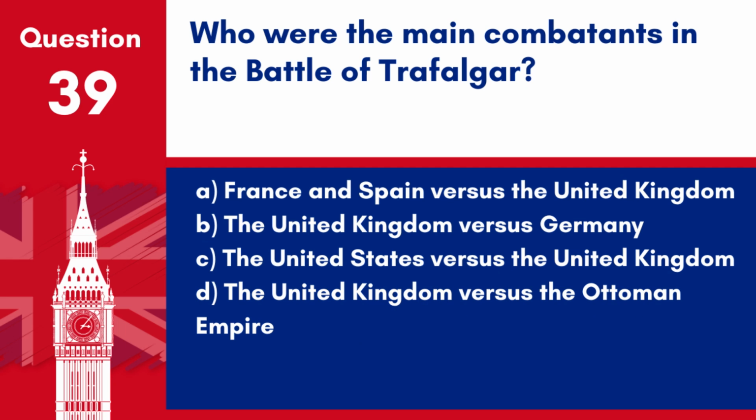Question 39. Who were the main combatants in the Battle of Trafalgar? A. France and Spain versus the United Kingdom. B. The United Kingdom versus Germany. C. The United States versus the United Kingdom. D. The United Kingdom versus the Ottoman Empire. Answer A. France and Spain versus the United Kingdom. The Battle of Trafalgar in 1805 was a naval engagement between the British Royal Navy and the combined fleets of France and Spain.